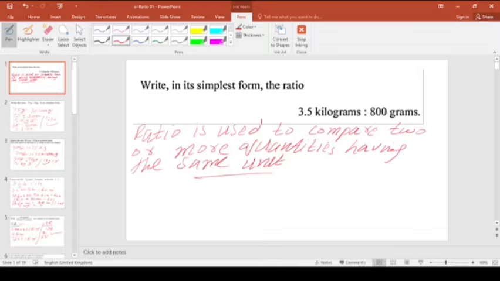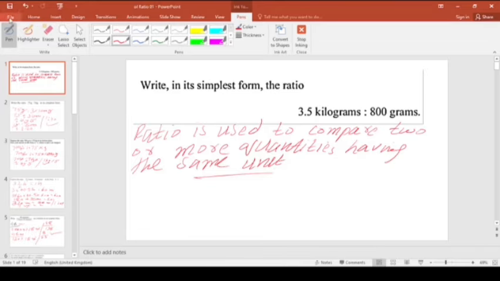So ratio is used to compare two or more quantities having the same unit. I hope that you are taking a screenshot to write it down, or you can pause the video and write it down in your notebook. This is the basic definition of ratio. This is what the ratio does.